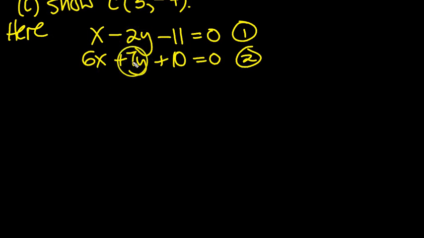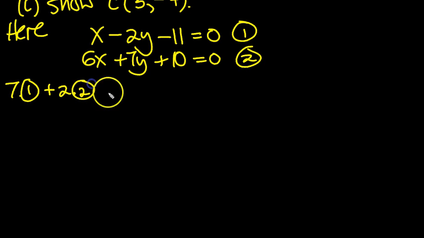Well, these are opposite signs. So because they are, I'm just going to add them together. So 7 of these and 2 of those will make that disappear. So 7 lots of equation 1 plus 2 lots of equation 2 will equal 0. And these will cancel then, won't they?